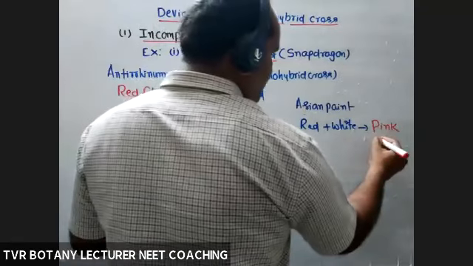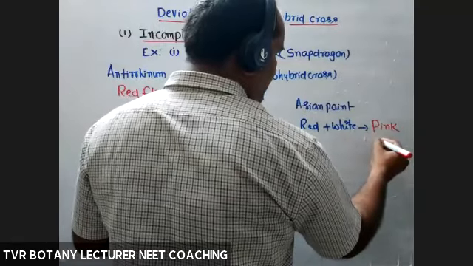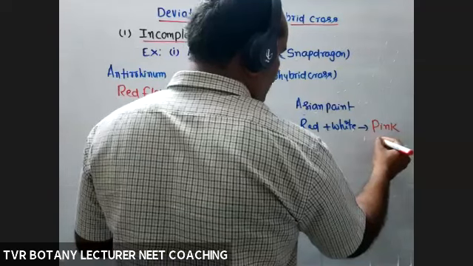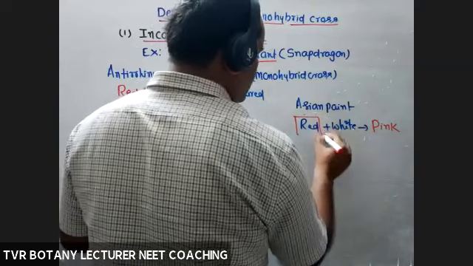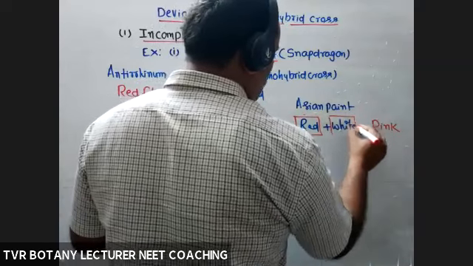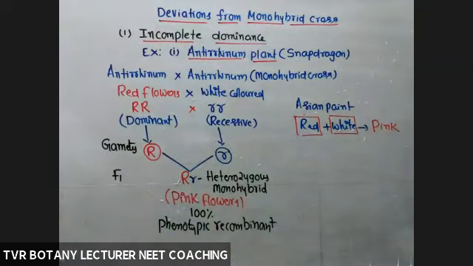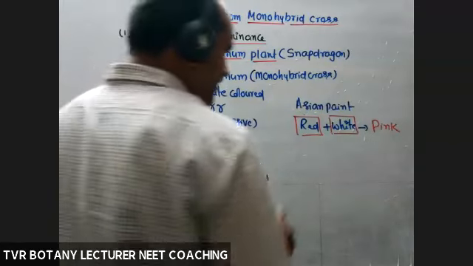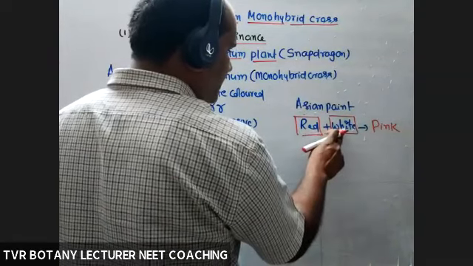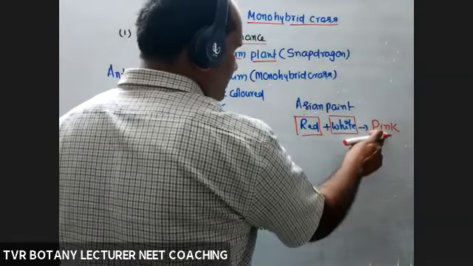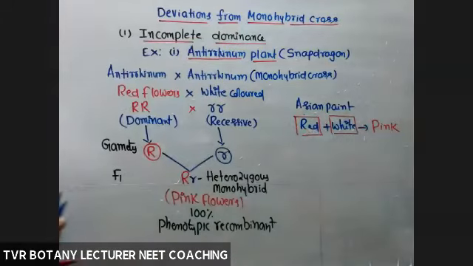So this is hybrid or not? Phenotypic recombinant. Hybrid. Red plus white. What type of color is produced? Pink flower. Pink or not? Pink paint, sorry. Okay, red colored Asian paint mixed with white colored Asian paint, definitely pink. So here, red is not completely expressed.